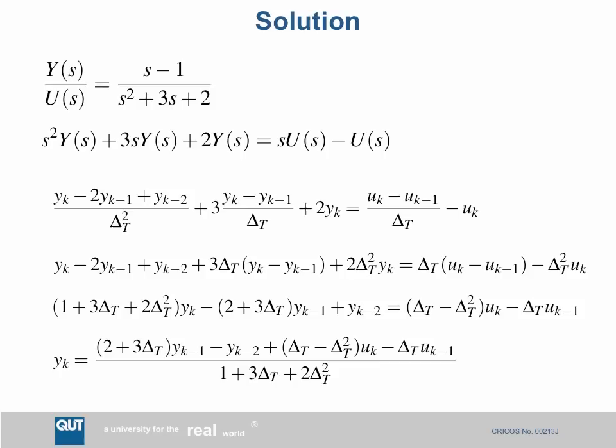So we pull together all the coefficients of yk, all the coefficients of yk minus 1. Same for uk. And then we rearrange it, so we've got yk on the left, and we divide through by 1 plus 3 delta t plus delta t squared. And here we have a difference equation expression that represents that second order transfer function at the top of the page. Quite a complex expression. It's got delta t's and delta t squareds and so on. But there you go. If you computed this on a computer, you would implement that transfer function expressed in Laplace transform terms at the top of the page.